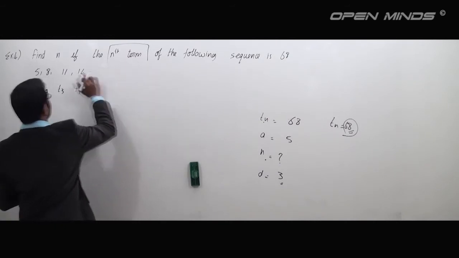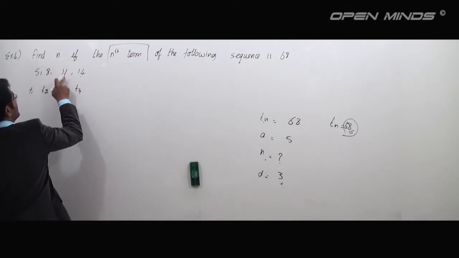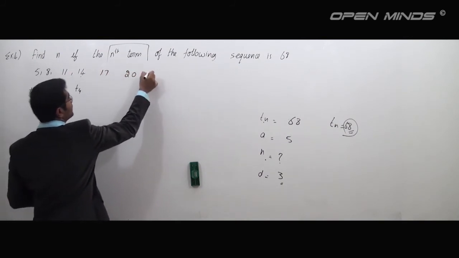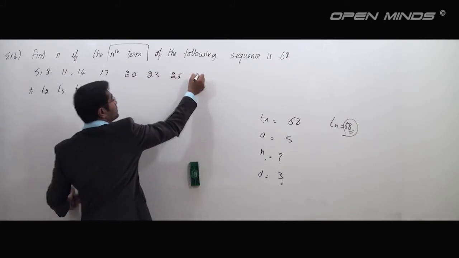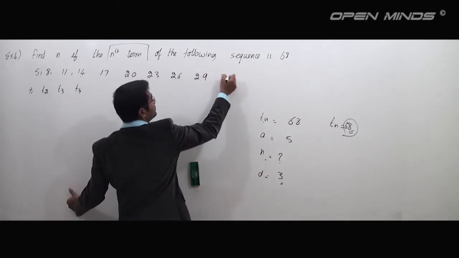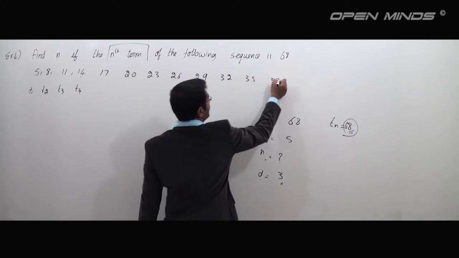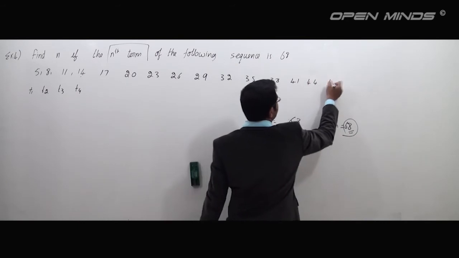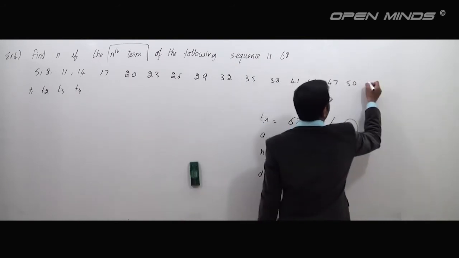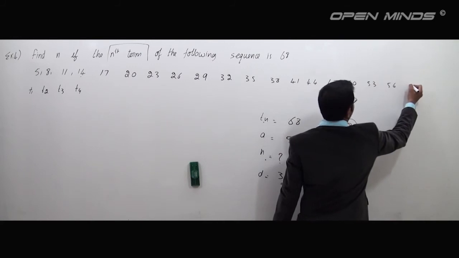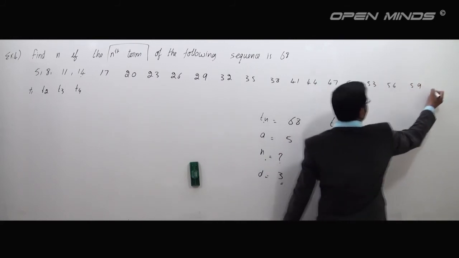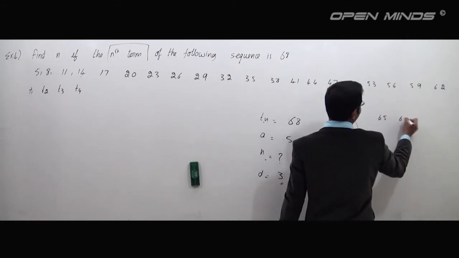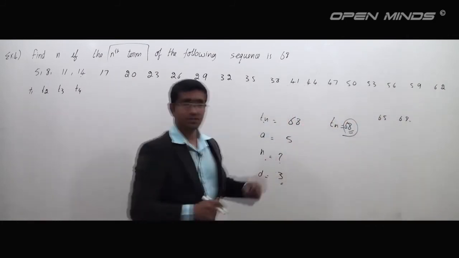So if I continue to write the sequence like 5, 8, 11, and since the common difference is 3, I'll get 17, then 20, 23, 26, 29, 32, 35, 38. Then the next ones are 41, 44, 47, 50, 53, 56, then 59, 62, then 65 and 68. Look at that, we got 68, right?